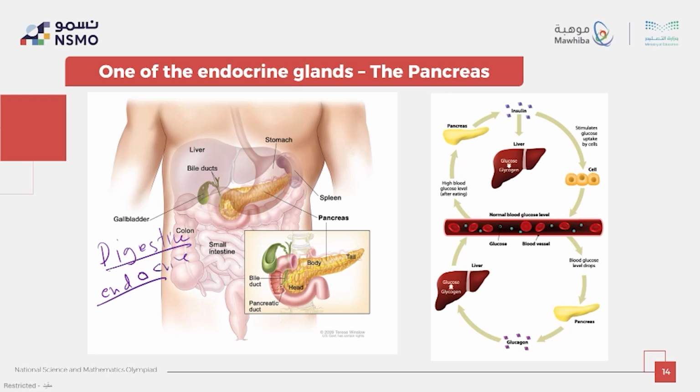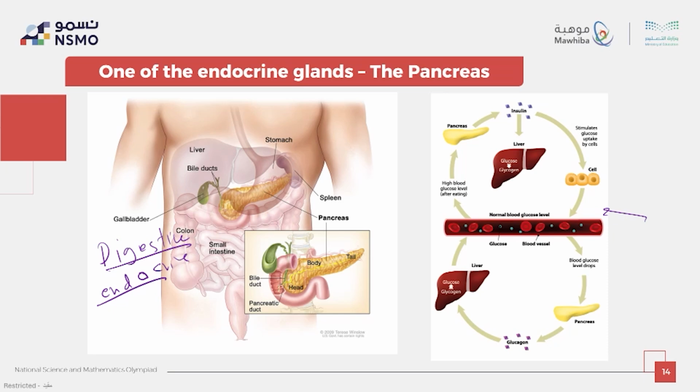As part of the endocrine system, the pancreas controls the blood sugar levels. Okay. So let me ask another question. How does it control blood sugar? Here is very important. Look at this diagram here.